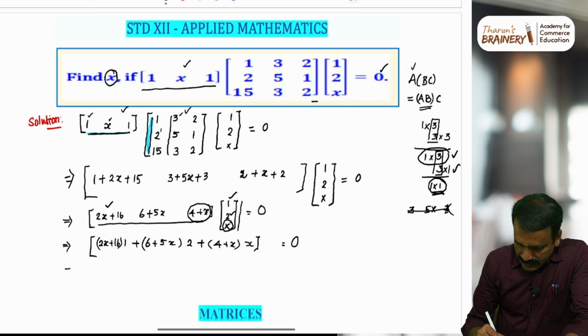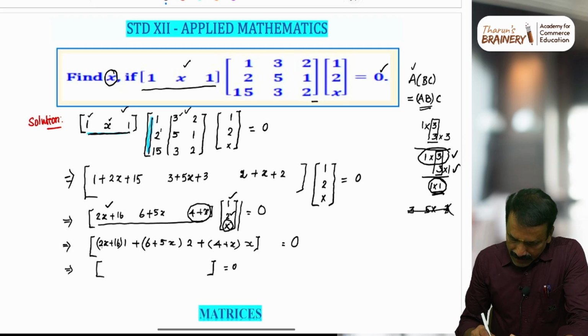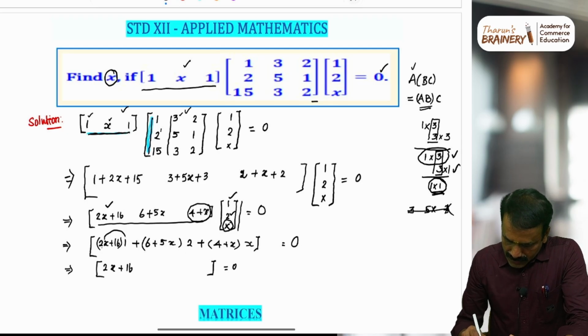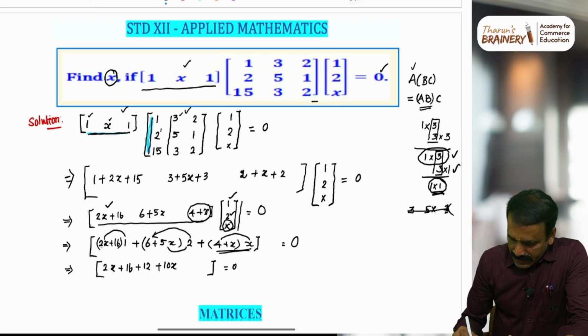Now we try to simplify this further. Two x plus 16 into 1. I multiply this 1 inside. 1 into 2x is 2x, 1 into 16 is 16. Then this 2 is multiplied inside. 2 into 6 is 12, and 5x into 2, 2 into 5 is 10, so 10x. Next, these two elements should be multiplied. So 4 is multiplied with x, 4x. X is multiplied with x, it is going to be x square.